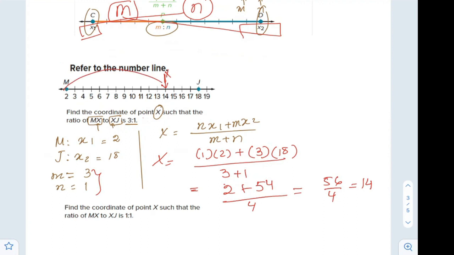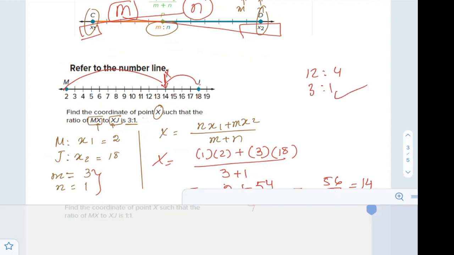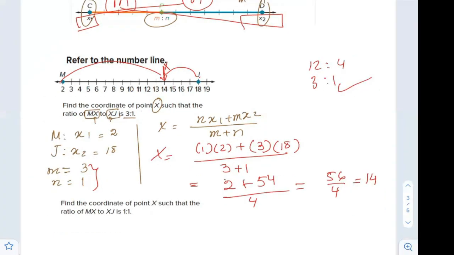That means a ratio of 3 to 1. Indeed, if you look carefully, it will be like 3 to 1. The distance between 14 to 18 is 4. 14 to 2 is 12. So 12 to 4, if you simplify, divide both by 4, 3 to 1. So yes, it is correct.